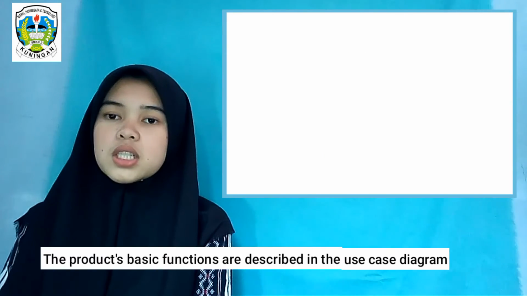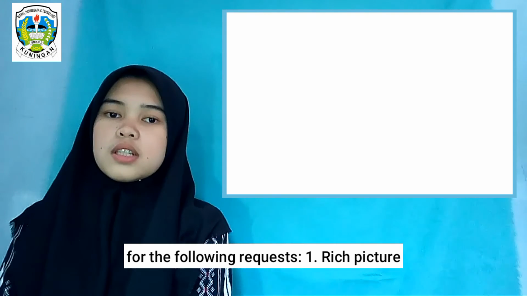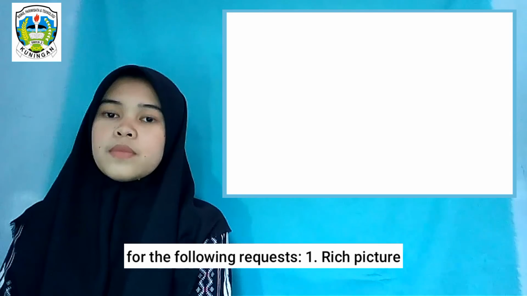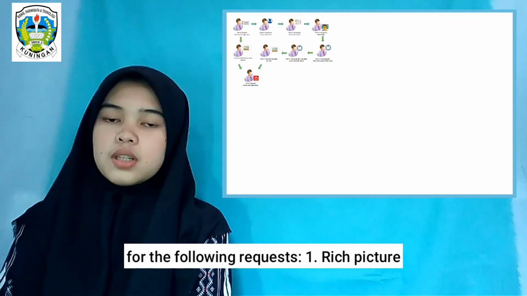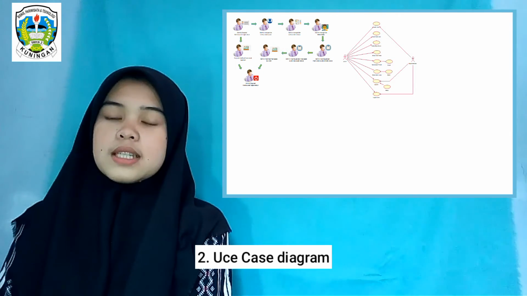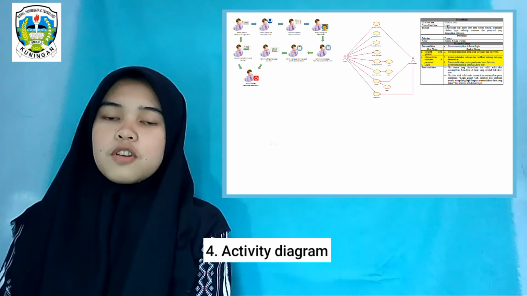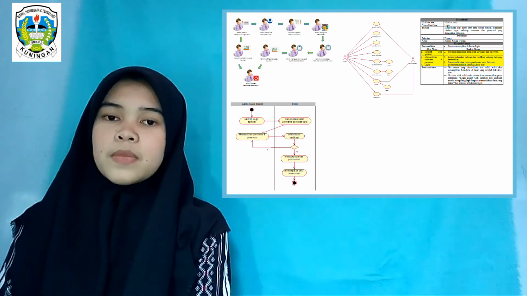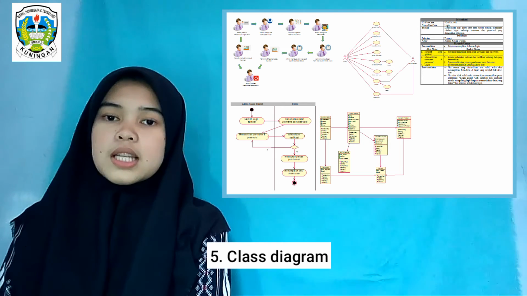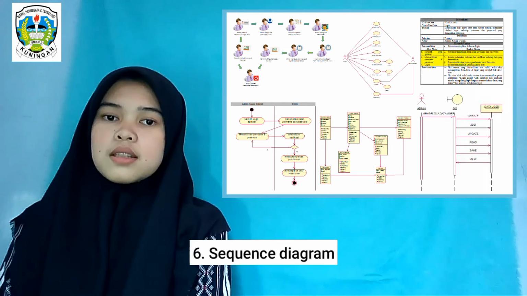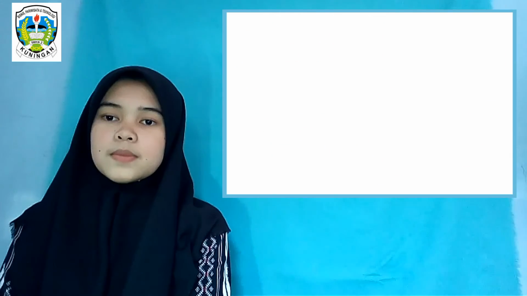Functional requirements. The product's basic functions are described in the following diagrams. 1. Rich picture. 2. Use case diagram. 3. Scenario. 4. Activity diagram. 5. Class diagram. 6. Sequence diagram.